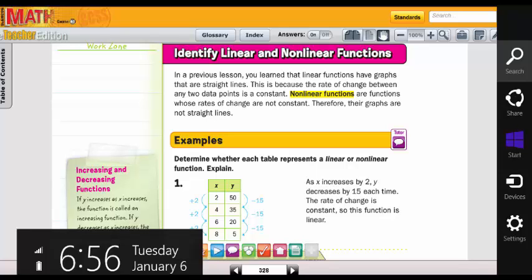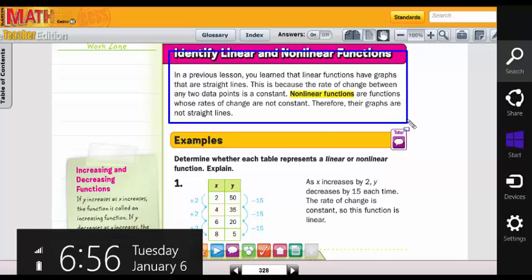Here are your solutions to Lesson 7 in Chapter 4. Lesson 7 is linear and nonlinear functions. So some of the problems that we're going to be looking at will be linear functions, some of them will be nonlinear functions. So the first thing we want to do is take a look at our box here when we're talking about identifying linear versus nonlinear functions.